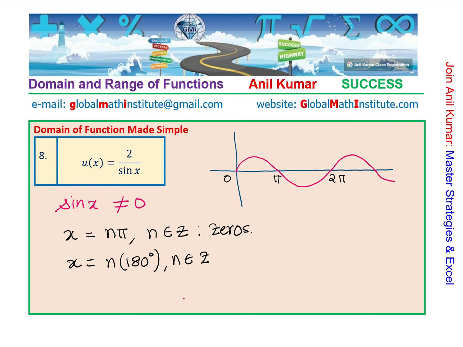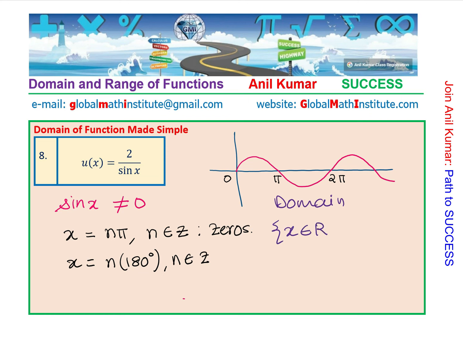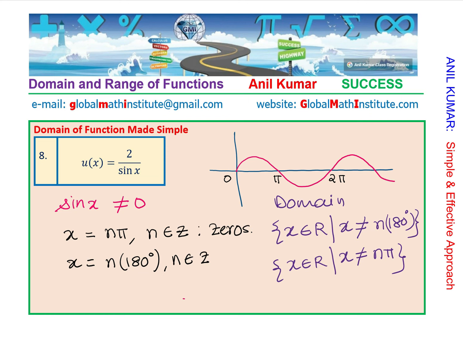So when you write the domain, in that case, you can write x belongs to real numbers where x is not equal to n times 180 degrees. Or if you're working in radians, x belongs to real numbers where x is not equal to n pi, correct? So that is how we can write the domain of this function.